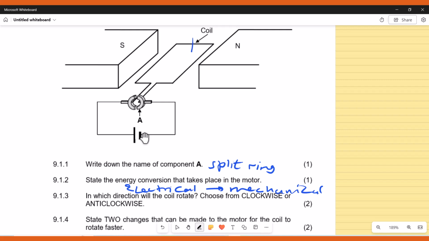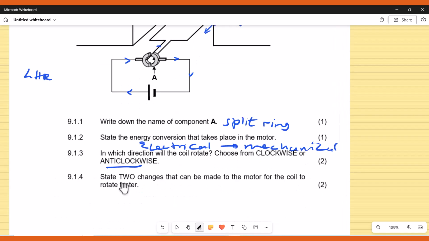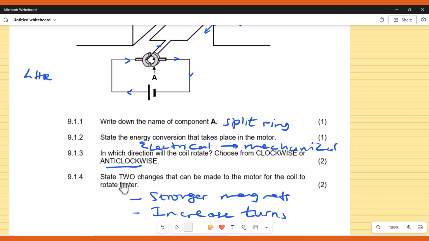Then in which direction will the coil rotate? Choose from clockwise or anticlockwise. For the coil to rotate faster, you can use stronger magnets, or you can increase the number of turns of the coil, meaning I get a larger surface area. Let us continue here.